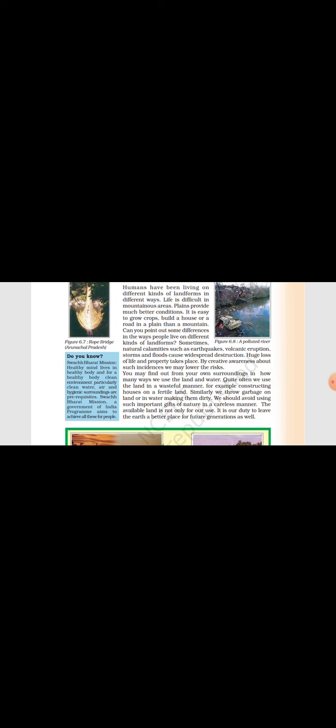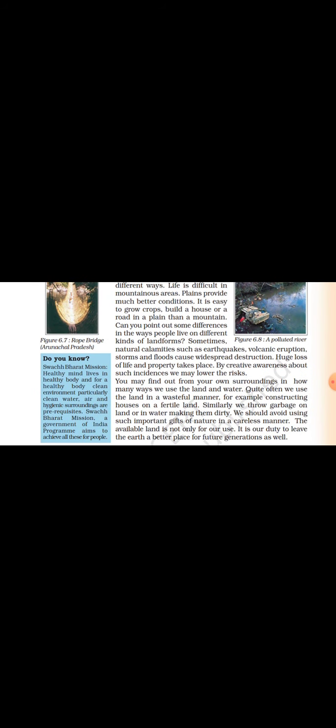We should avoid using such important gifts of nature in a careless manner. We should avoid all this, because these are gifted by nature, so we have to use them in a careful manner. Do you know the Swachh Bharat Mission? Healthy mind lives in a healthy body, and for a healthy body, a clean environment, particularly clean water, air and hygienic surroundings, are prerequisites. Swachh Bharat Mission, a Government of India program, aims to achieve all these for people.